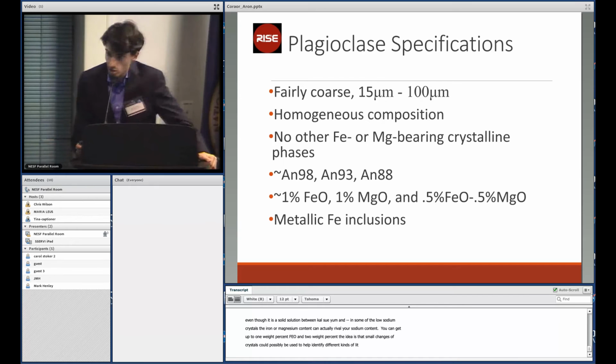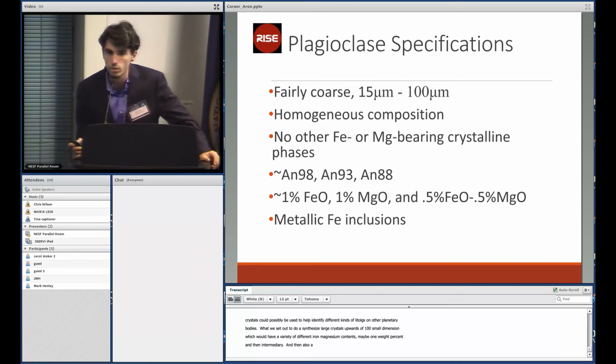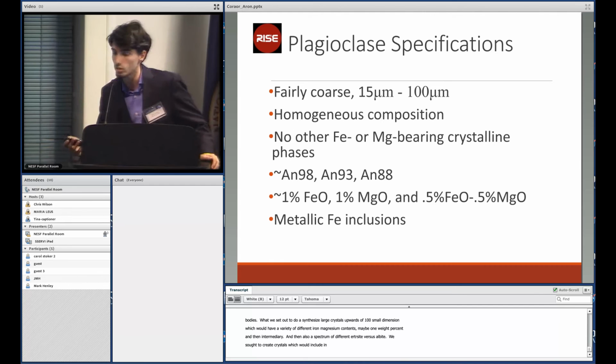And so what we set out to do is form or synthesize large crystals of plagioclase, upwards of 100 microns in small dimension, which would have a variety of different iron and magnesium contents, maybe 1 weight percent FeO, 1 weight percent MgO, and then an intermediary. And then also a spectrum of different anorthite versus albite ratios. And in these samples, since we can control the oxygen fugacity, we sought to create plagioclase crystals which would include metallic iron spherules, which is seen in lunar samples.